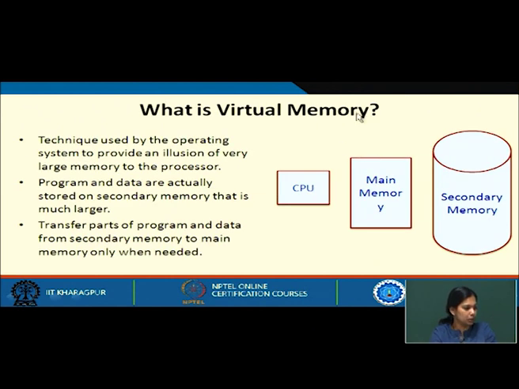Moving on with virtual memory. Virtual memory is basically a concept that is used to give an illusion that we have a very large memory space at our disposal, but actually we have space equal to main memory. It gives an illusion to the programmer that you have a larger space to execute. It is the technique used by the operating system to provide an illusion of a very large memory to the processor.